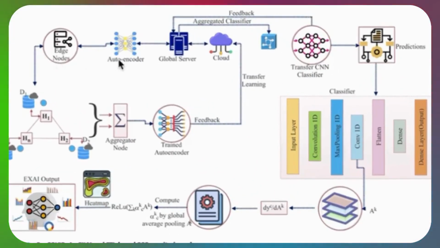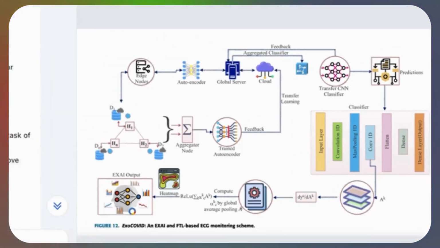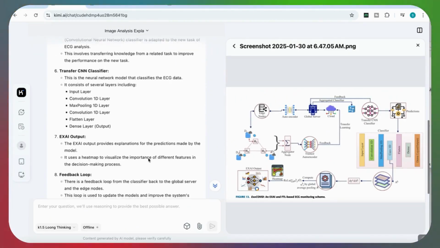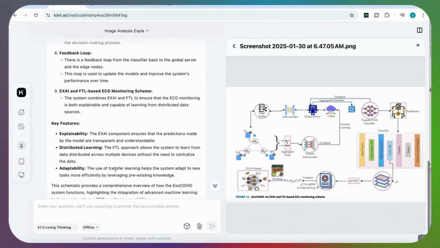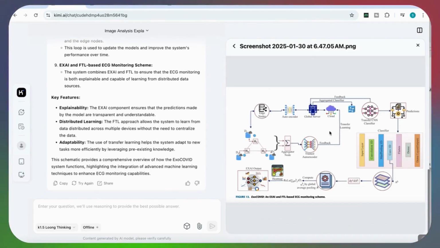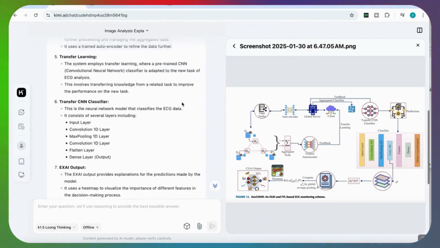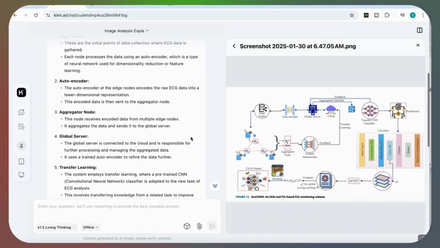So you've got the edge nodes, the autoencoder there, and it followed a very logical process in explaining these. It's provided the key features as well at the end. It's just explained these concepts in a very simple, easy to understand manner. So it's done a really good job with this initial analysis of this image.